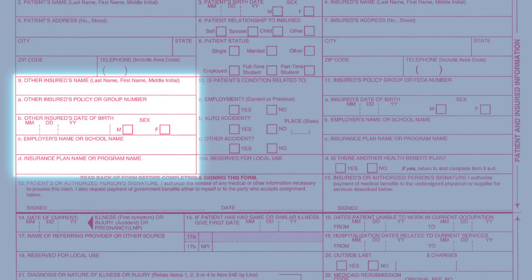The next optional field is Field 8, Patient Status. For those providers whose clients are children, you can safely leave this field blank. Field 9 is also an optional field and will be completed only if the client has secondary or tertiary insurance.